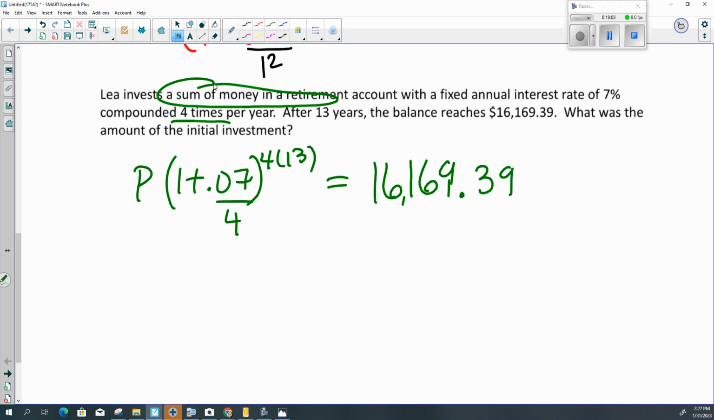Write that down if you haven't already. We are not finding how much the balance is. We are finding how much the principal is. How much did this person invest originally? How might we solve this? Yeah, Sawyer.